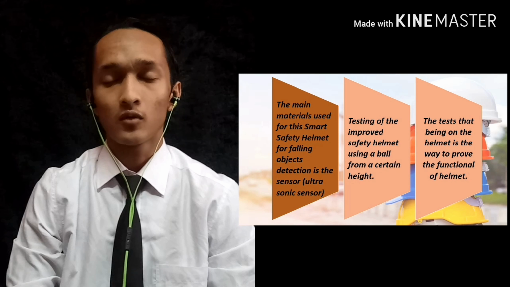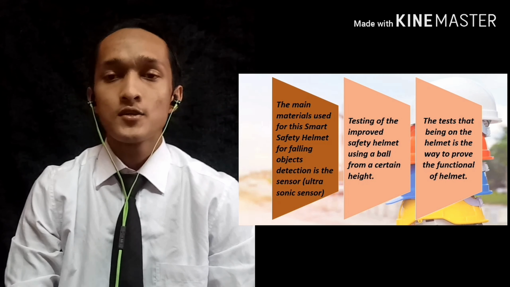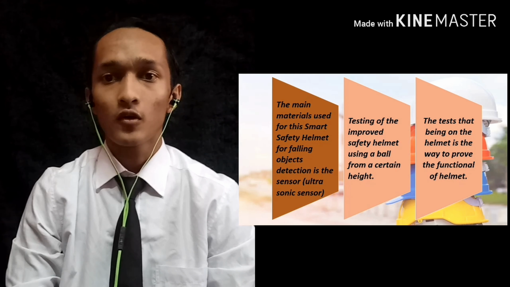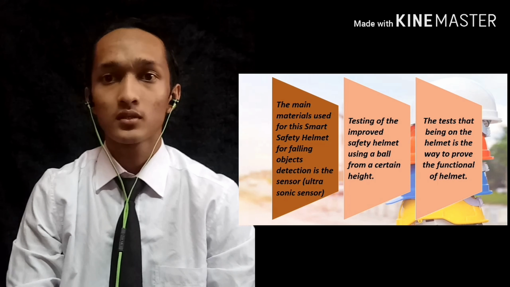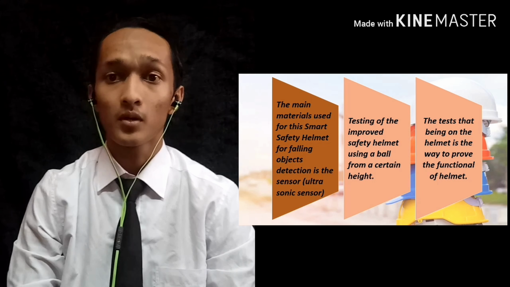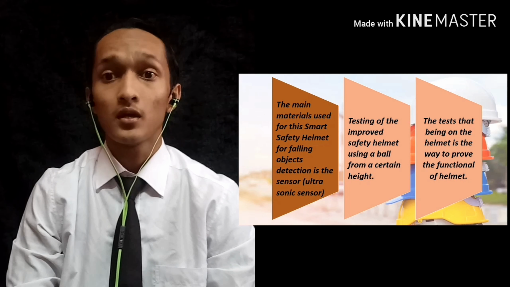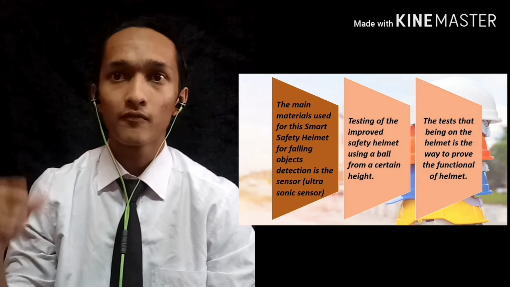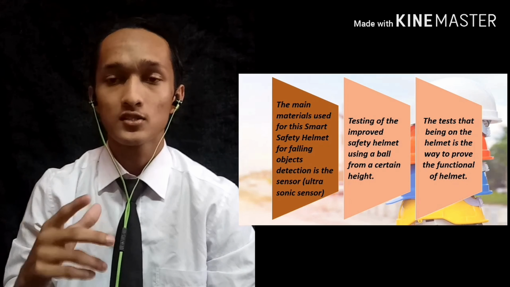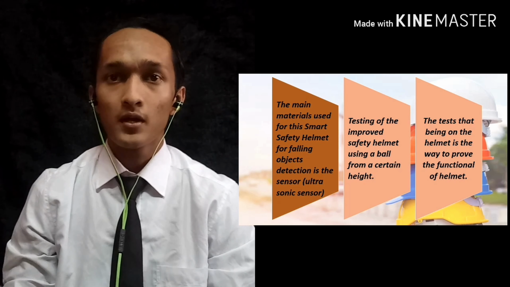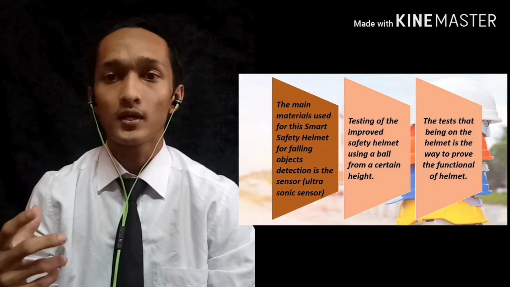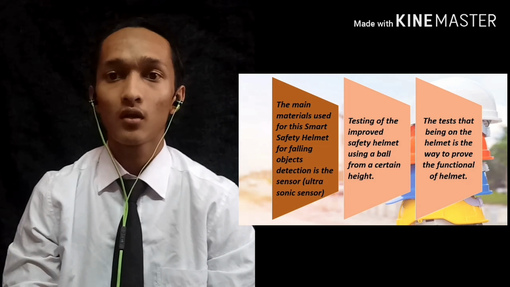Next, I will explain the scope of study of our project. In order to test the improvement of the smart safety helmet, this helmet will be tested by dropping an object from above. The object will be a ball, and the ball will be dropped from a certain height, such as 10 meters. The test of impact on the helmet is the way to prove the function of the helmet.